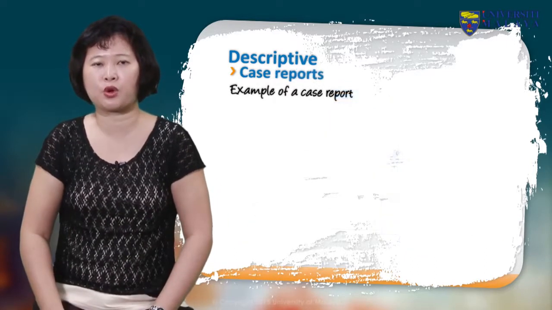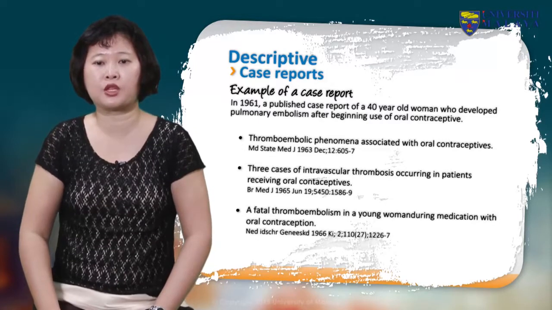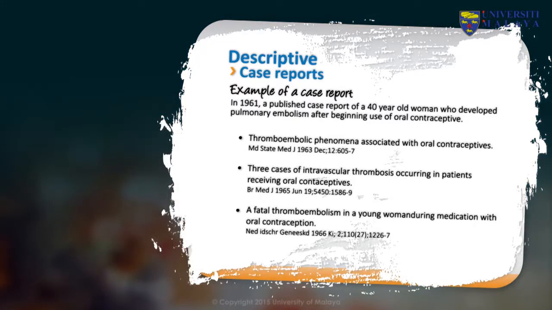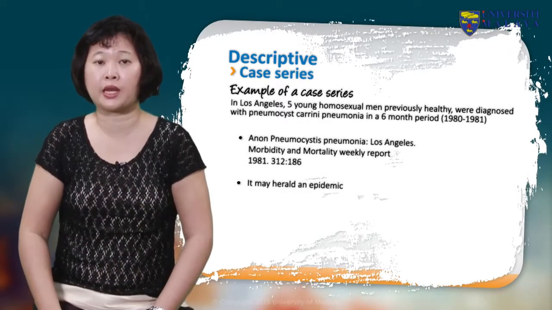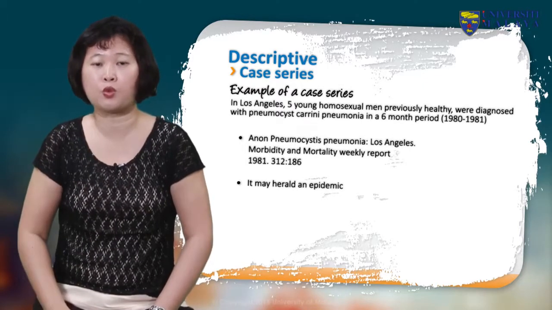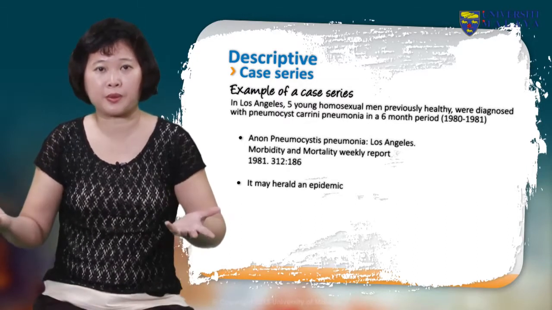An example of a published case report occurred in 1961, where a 40-year-old woman developed pulmonary embolism after beginning use of oral contraceptive. An example of a case series is when in Los Angeles, 5 young homosexual men who were previously healthy were diagnosed with pneumocystis carinii pneumonia in a 6-month period from 1980 to 1981. This may herald an epidemic.